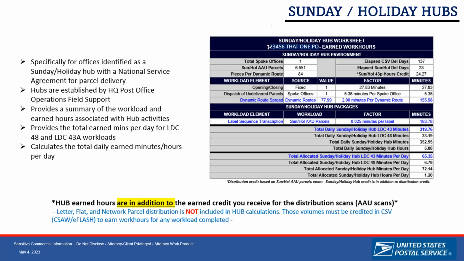Sunday holiday hubs. This references any office that's currently doing Sunday holiday hub work. The way you earn credit for doing the Sunday work is in addition to what you scan. You get all of your regular credit just like you get every other day for your arrival at unit scans. The number of spokes, the number of dynamic routes, the number of packages per dynamic route, all factor in to get your credit, in addition to the credit you earn for your arrival at unit scans.